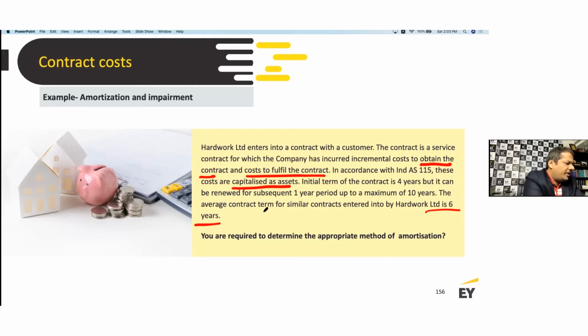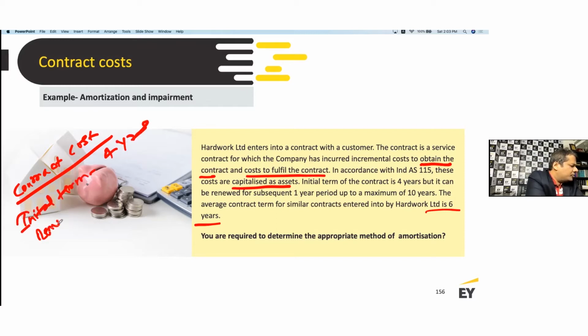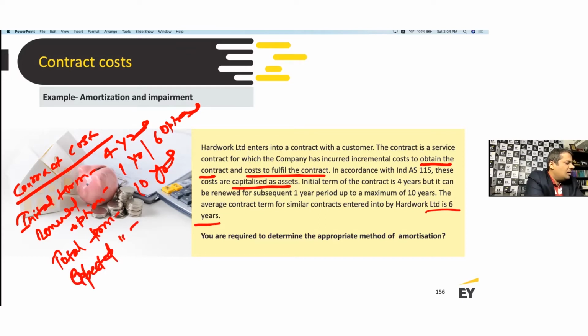So we have multiple pieces of information. I have contract cost, which is eligible. Then I have the initial term, 4 years. Then I have a renewal option of 1 year, essentially up to 6 options. Total term, including these options, is 10 years, and the likely expected term is 6 years, right? All the information is given here. Now you are required to determine the appropriate method of amortization.